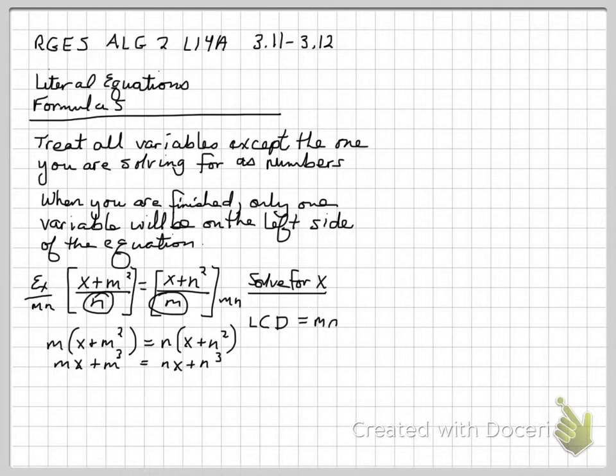And now what am I solving for? I'm solving for x. That means anything that has an x in it, this term and this term, belong on the left side of the equation. So I would subtract nx, because right now I'm adding it. So this becomes mx minus nx, and anything that does not have an x in it will go to the right side of the equation. So this will become n cubed minus m cubed.